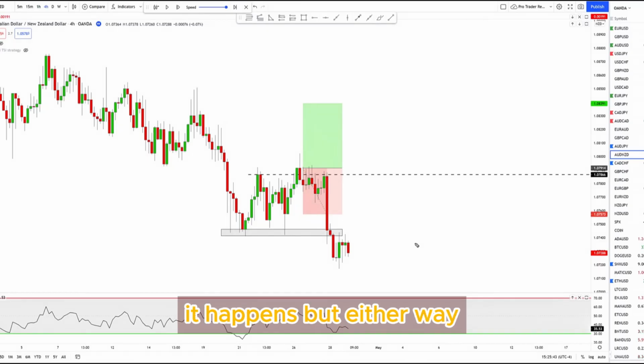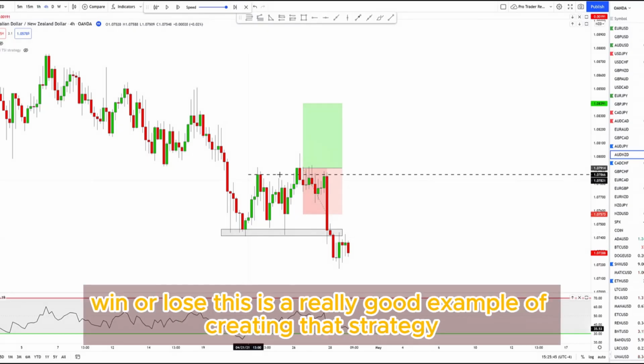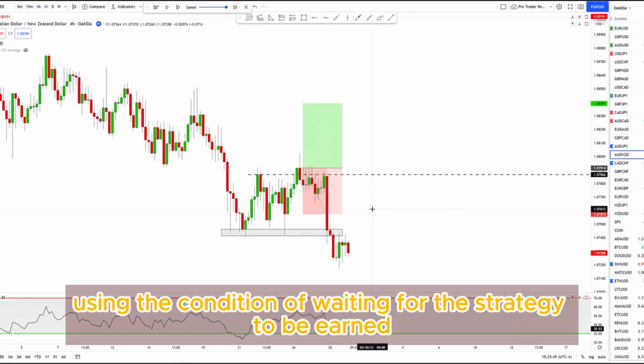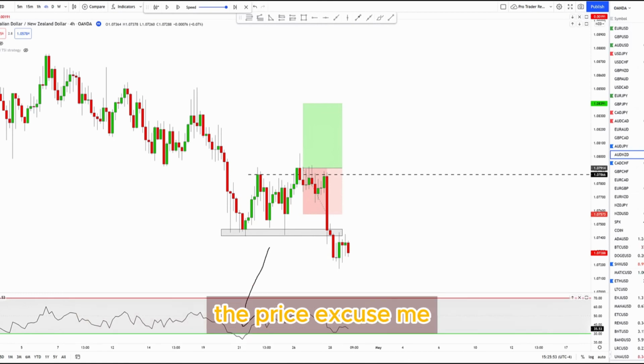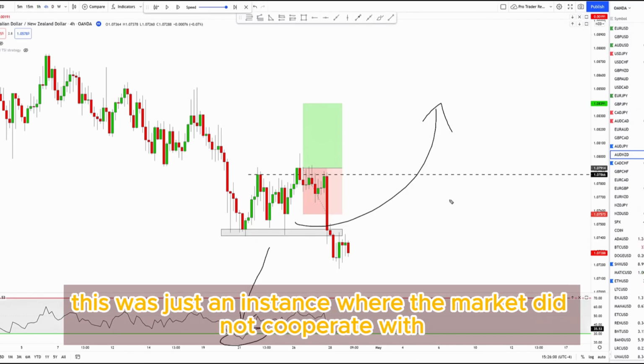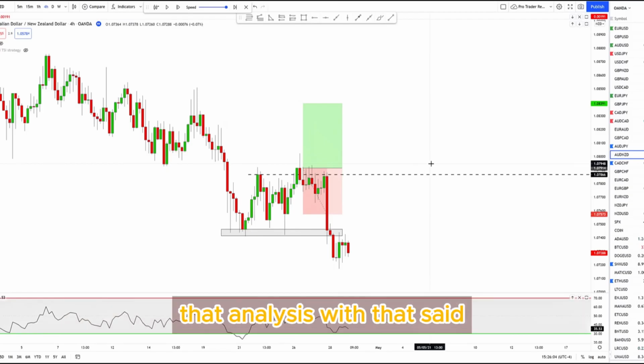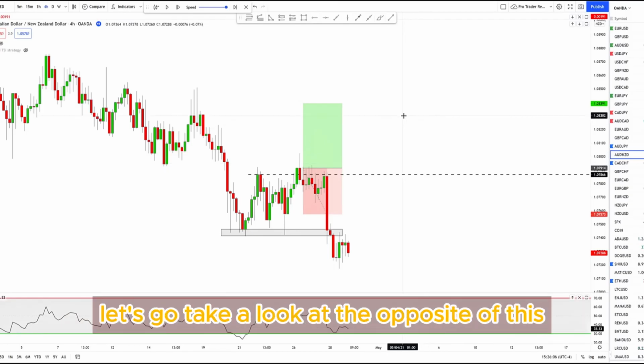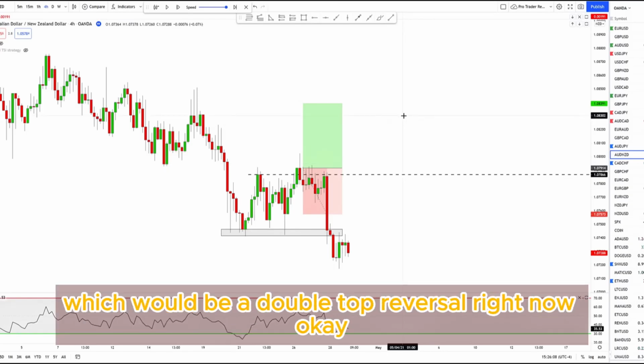It happens, but either way, win or lose, this was a really good example of creating that strategy out of a double bottom, using the condition of waiting for the price and the RSI indicator to be oversold, showing you primed for a reversal. This was just an instance where the market did not cooperate with that analysis. With that said, let's go take a look at the opposite of this, which would be a double top reversal right now.